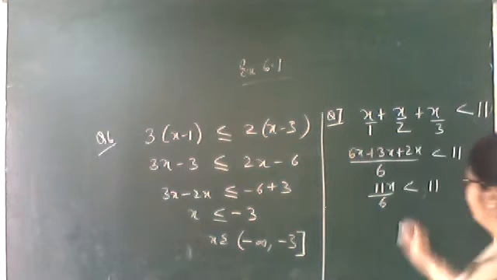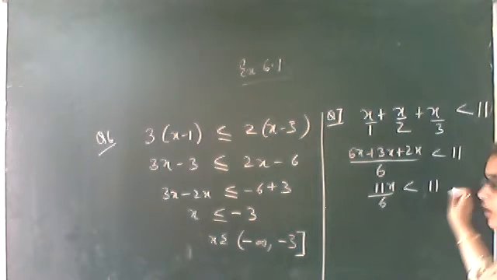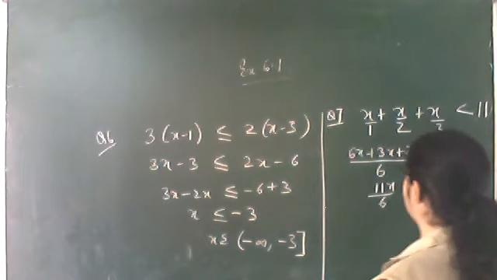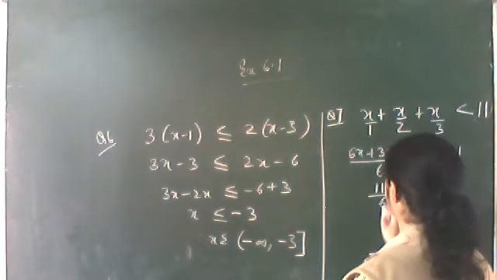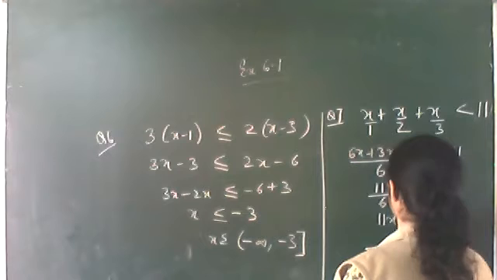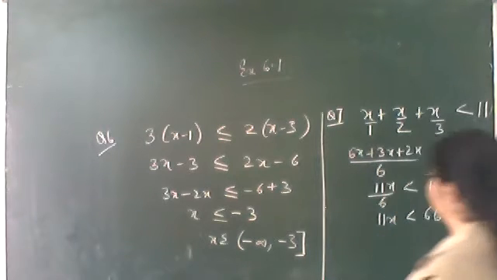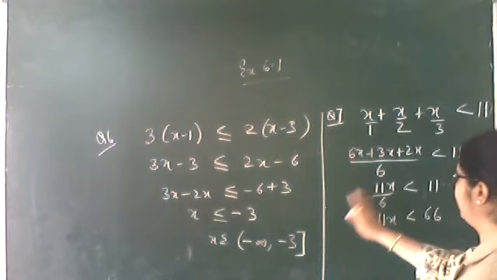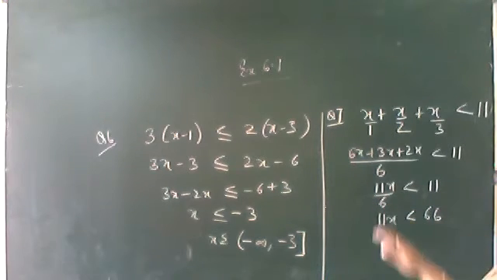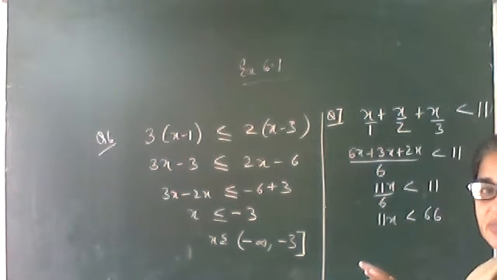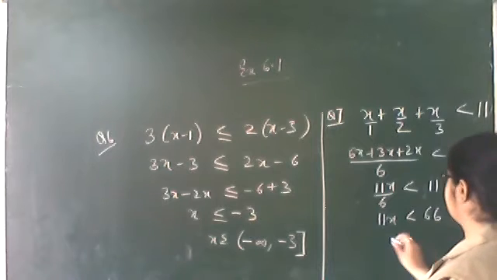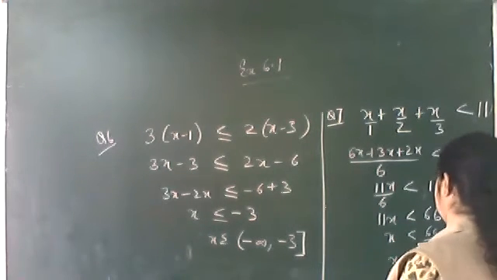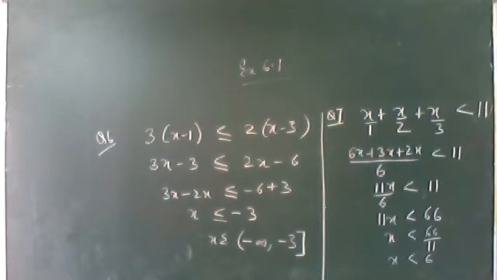Now, 6 by cross multiplication. Clear? Or multiply by 6 on both sides, as you wish. Whatever you wish, you can do. Multiply by 6 on both sides, you will have 11x is less than 66. Clear? And you multiply by 6, this 6 will be cancelled and here you will have 6. Whatever you want, you can do. Or the same rule which we applied with equal to symbols, you can apply: 11x is less than 66. So x is less than 66 by 11. So x is less than 6.